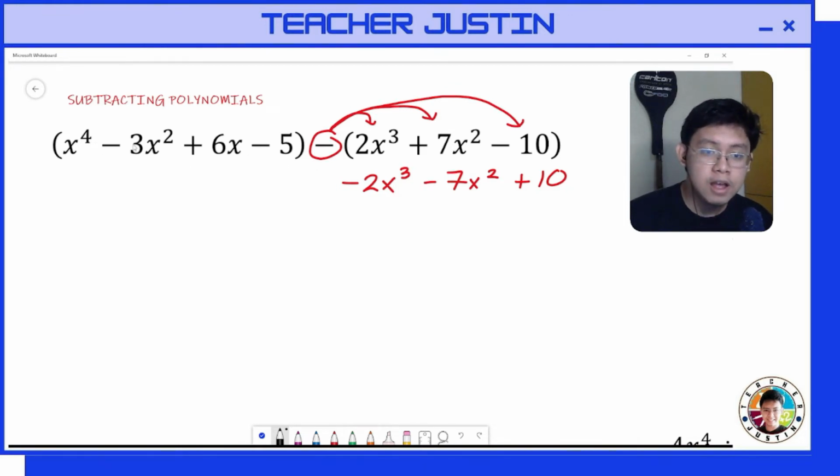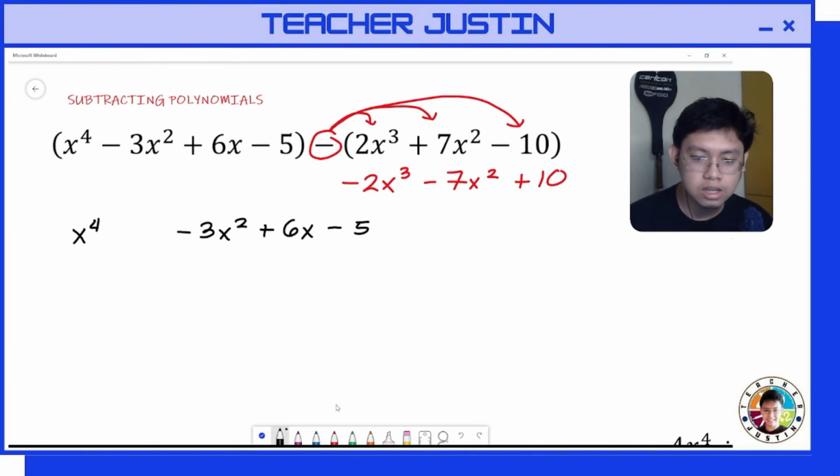Notice that we have a missing variable here between x raised to 4 and x raised to 2, and that is x raised to 3. So when writing this first polynomial, we will have a space for x raised to 3. So we have x raised to 4, leave a space here for x raised to 3, minus 3x squared plus 6x minus 5. Notice that again, we don't have x raised to 3, so we will fill in the gap with an invisible x raised to 3.